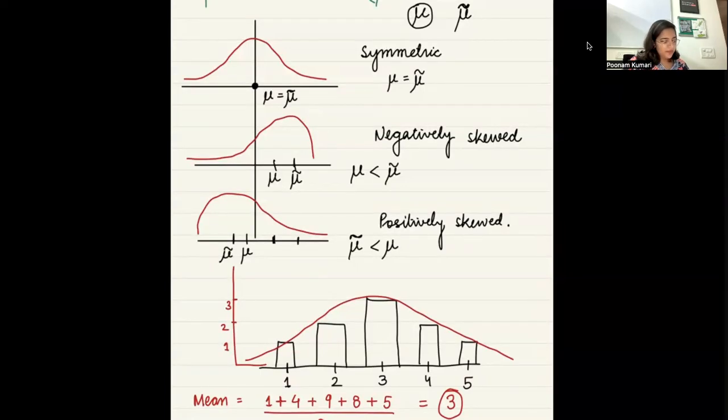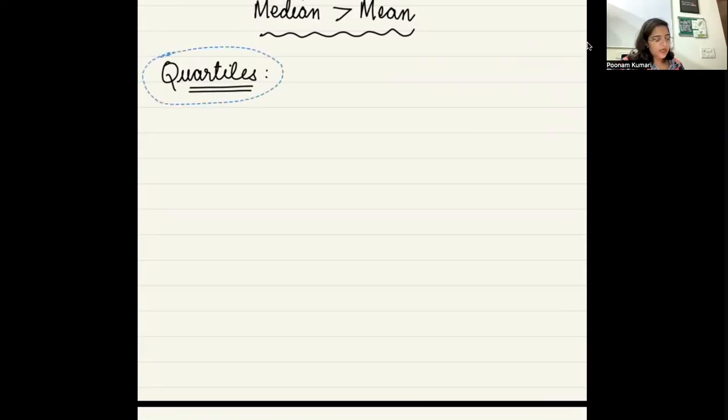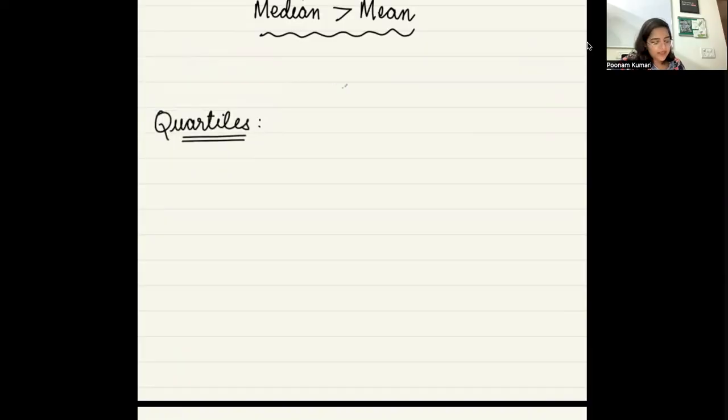Okay, so we have mean, median. All right, now there is something called quartiles. Like median, what does median do to our data? It divides it into two equal parts, right? Two halves it divides. Now, instead of two halves, let's say if you want to divide your entire data into 4 equal parts, then that is quartiles.